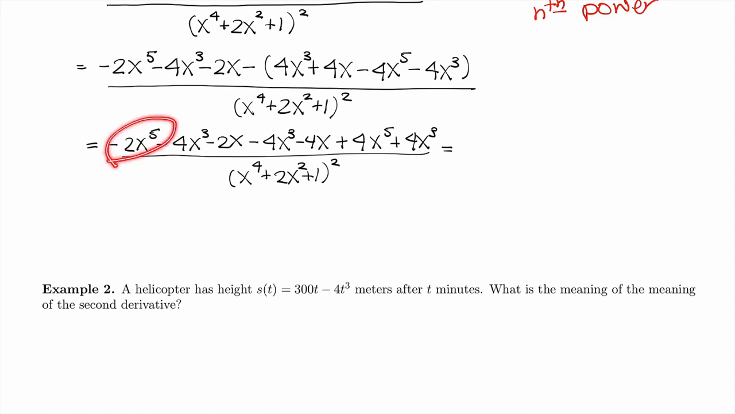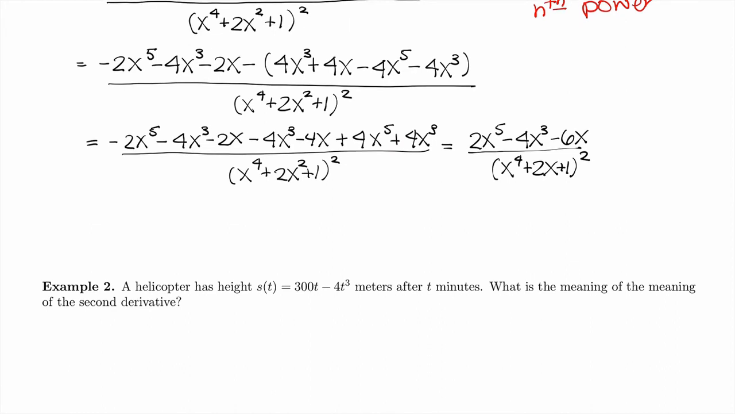So we have negative 2x to the fifth plus 4x to the fifth, so this is 2x to the fifth. We have negative 4x cubed minus 4x cubed plus 4x cubed, so this is minus 4x cubed. And then I have negative 2x minus 4x, which is negative 6x, all divided by x to the fourth plus 2x plus 1 squared.